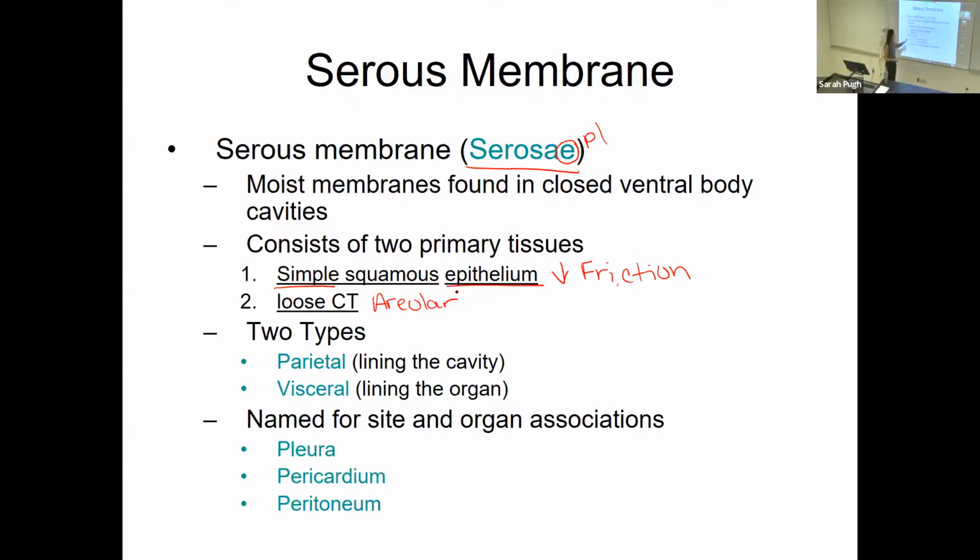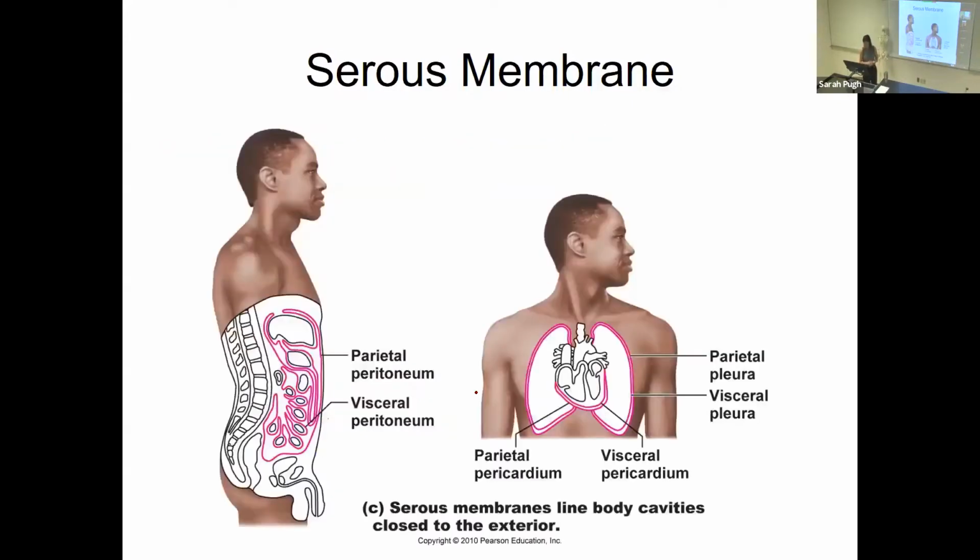Now there's 2 types. So remember, we have our parietal serosa and our visceral serosa. Parietal means that it lines the cavity. The term visceral actually just means organ. So visceral serosa are the ones that sit on top of the organs. And then we give them a name associated with the organ or cavity that it's part of. So we have a parietal and visceral pleura around the lungs, parietal and visceral pericardium around the heart, and parietal and visceral peritoneum in the abdominopelvic cavity. Okay, so this is a great picture showing you each of those.